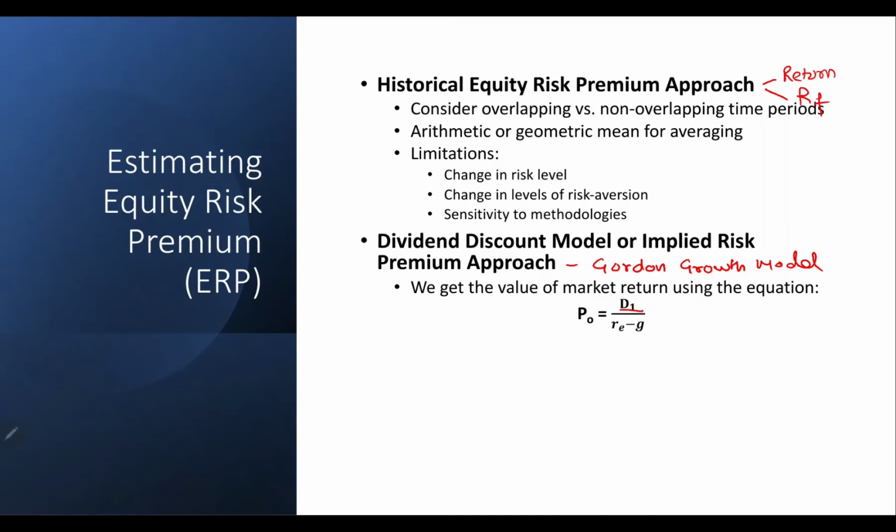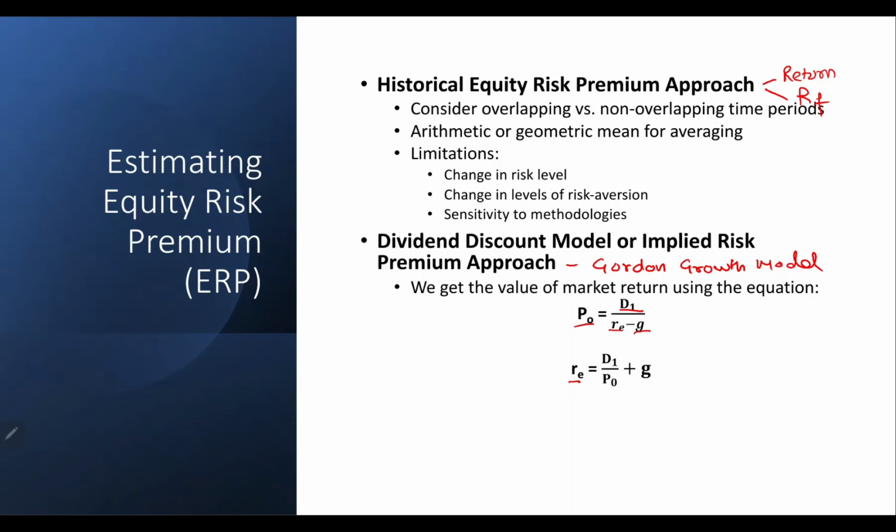So D1 here is the dividend expected in the next period. This here is an assumption based on historical data and other information available. P0 is the current market value of the equity market index instead of the security. RE is the required rate of return on the market and not an individual security. And G is the expected growth rate of dividends. When we solve this equation for the value of RE, we get the value of the required rate of return on the market index, which is this. This value of RE is considered as the market return, and we reduce from this the risk-free rate to get the value of ERP.